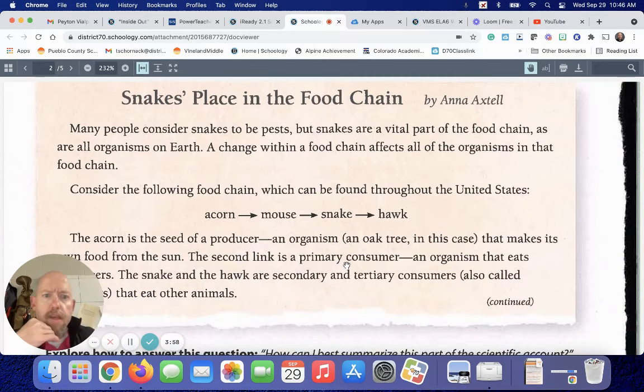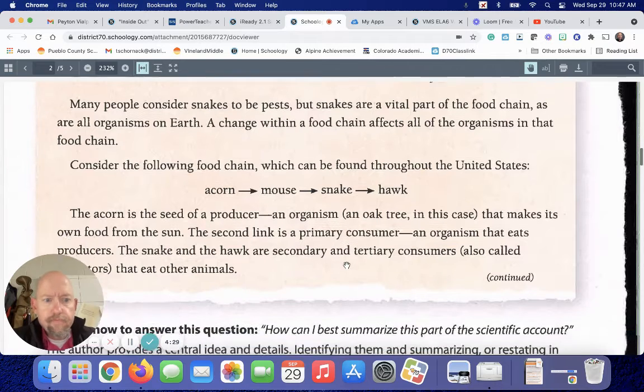Many people consider snakes to be pests, but snakes are a vital part of the food chain, as are all organisms on Earth. A change within a food chain affects all of the organisms in that food chain. Consider the following food chain, which can be found throughout the United States. Acorn is eaten by mouse. Mouse is eaten by snake. Snake is eaten by hawk.